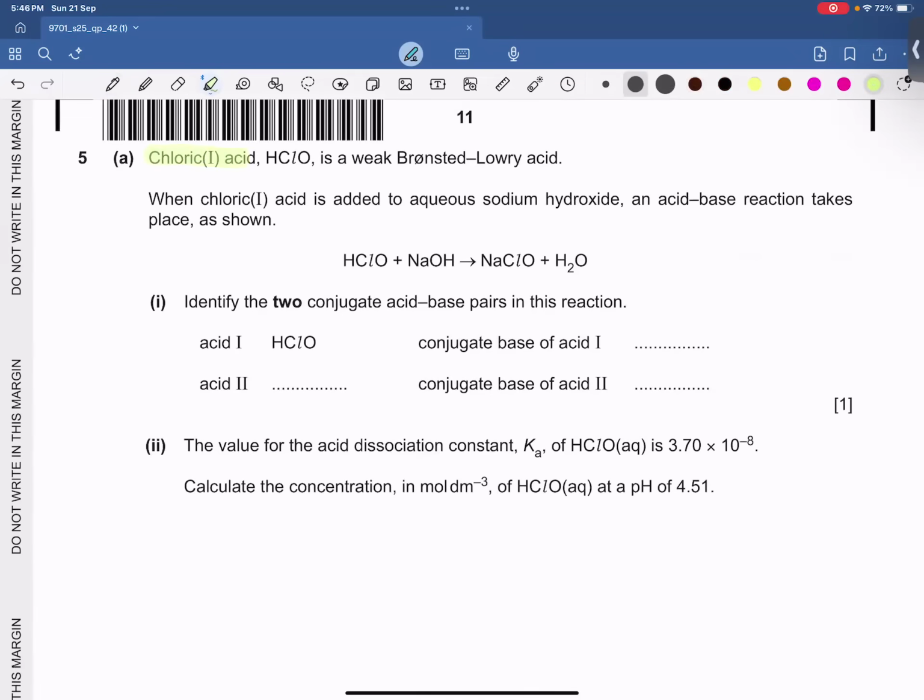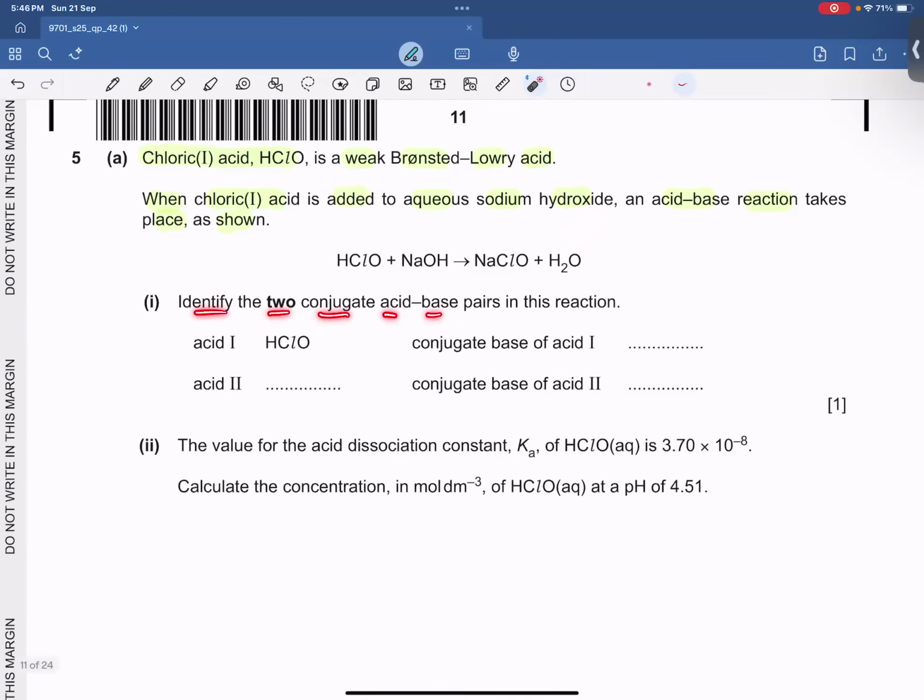Chloric 1 acid, HClO, is a weak Bronsted Lowry acid. When chloric 1 acid is added to aqueous sodium hydroxide, an acid-base reaction takes place as shown. So this is basically sodium chlorate 1 and water. This sodium chlorate 1 is basically your salt. Identify the two conjugate acid-base pairs in this reaction.